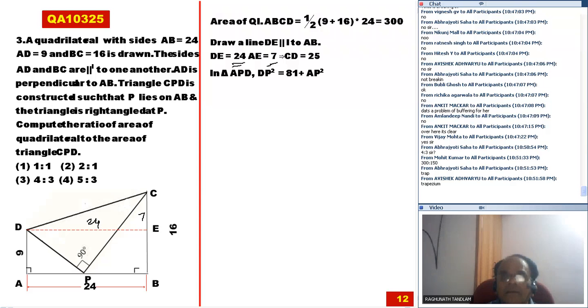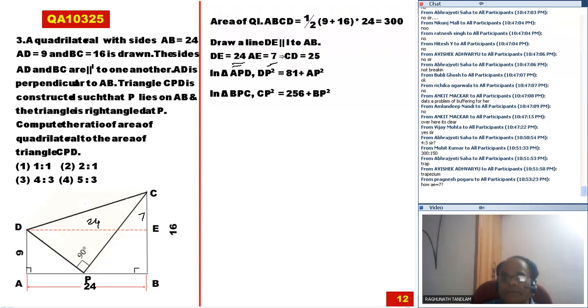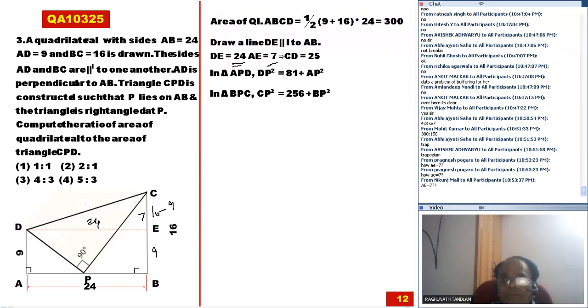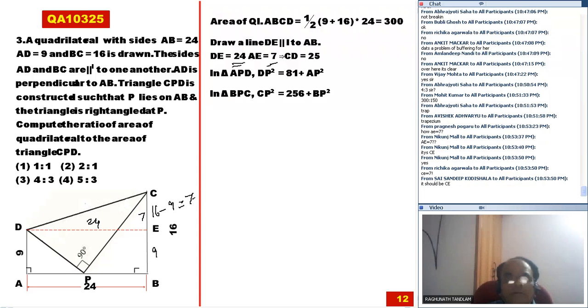From triangle BPC, we get CP square equals 256 plus BP square. When I draw a line parallel here, if this is 9, this becomes 9. 16 minus 9 is 7 or not? Nikunj, I am explaining. Nikunj, are you clear? Sorry, it should be C, not A. This is C. Clear?